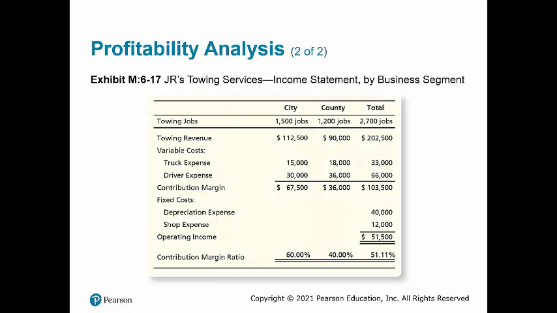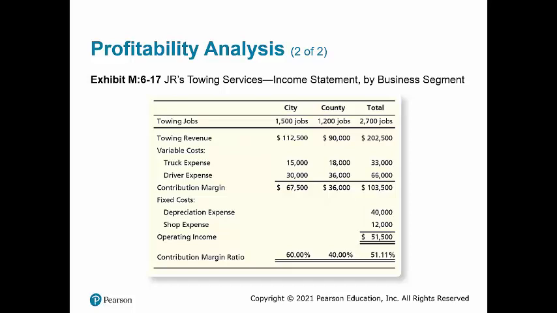JR's Towing Services has analyzed its data and determined that it can separate the data into two business segments, city and county. The income statement by business segment is shown in this exhibit. Notice that the fixed costs are listed only in the total column. These costs are considered common costs, not segment costs.